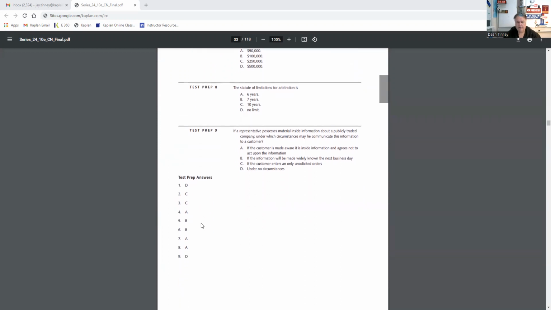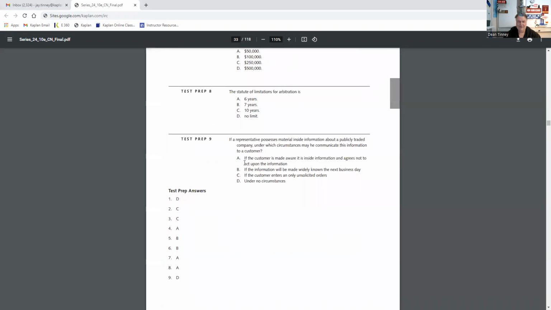Number 9, if a representative possesses material inside information about a publicly traded company, under which circumstances may he communicate this information to a customer? D, under no circumstances. D, under no circumstances. Boy, if you miss that one, it's going to be a long day at the testing site if you miss that one.